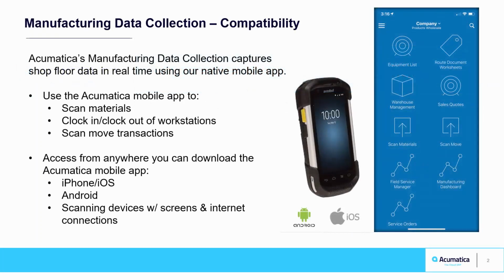Acumatica's manufacturing data collection captures shop floor data in real time using our native mobile app. You can use the native mobile app to process a number of transactions, including material scans, move scans, and clock in and clock out for labor transactions. You can access data collection anywhere that you can download the Acumatica mobile app, from an iPhone, an Android, and scanning devices that have a screen and access to the internet.